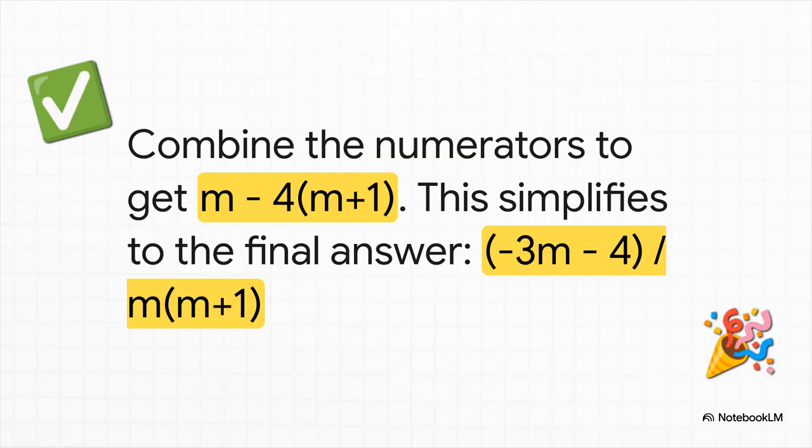Okay, we've got our common denominator, so let's just put the numerators together over it. We have m minus 4 times the quantity m plus 1. Now, be careful here. We have to distribute that -4. So that becomes m minus 4m minus 4. We combine the m's, and what do we get? Our final, beautiful answer, -3m minus 4, all over m times m plus 1.